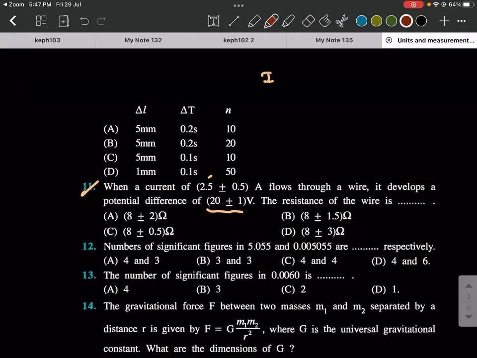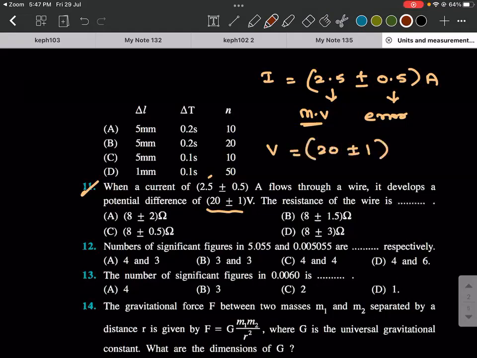So if you observe, the current is given as 2.5 plus or minus 0.5 ampere, right? So what is the meaning of this? This is measured value and this is the error. What error is it? Is it absolute error or the average absolute error? It is average absolute error because this is measured value. Measured value is a true value. So true value plus or minus average absolute error. Then what about the voltage? 20 plus or minus 1 volt. So what is 20? Measured value is a true value, that is average value, plus or minus average absolute error. Is that clear? So our job is to find the resistance.